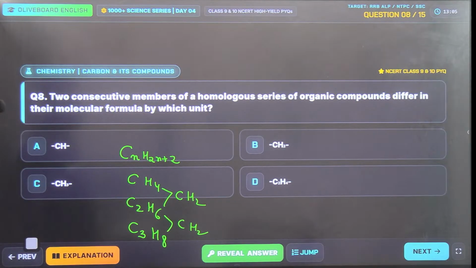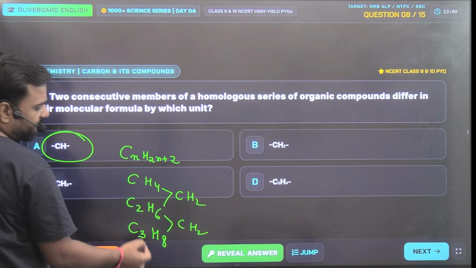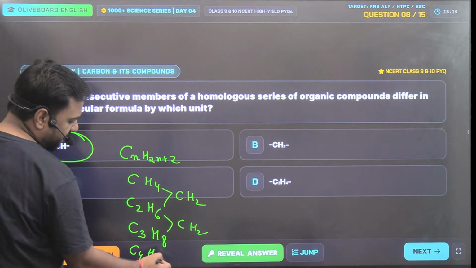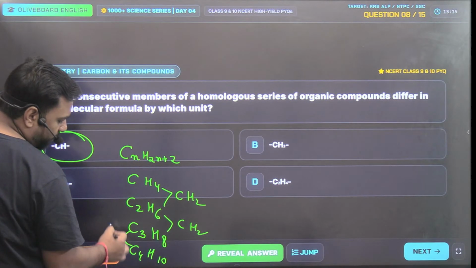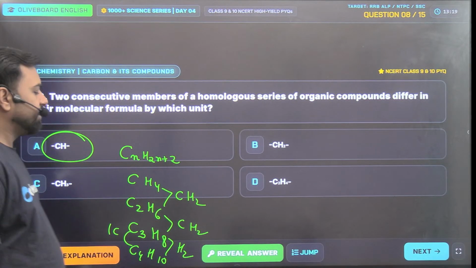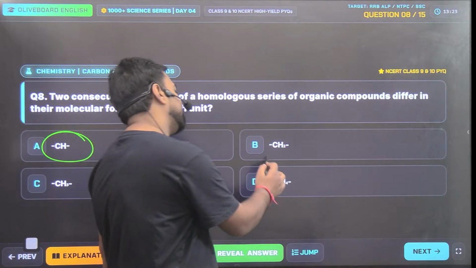Ankita is going with A, so it can't be CH. Just check the difference. If you want more, I can write it more. So it will be C4H10. Again, just check. There's a difference of 1 carbon and the difference of 2 hydrogens again, right? So yes, there's a difference of CH2 always. That's why I'll go with CH2.